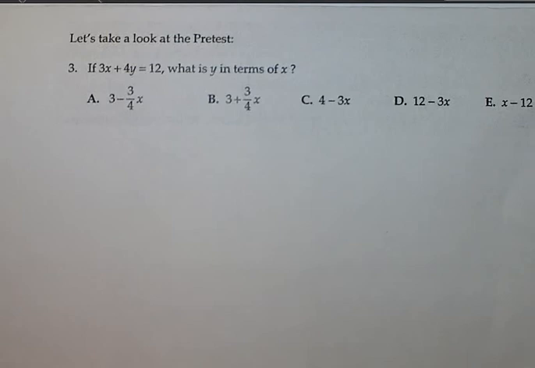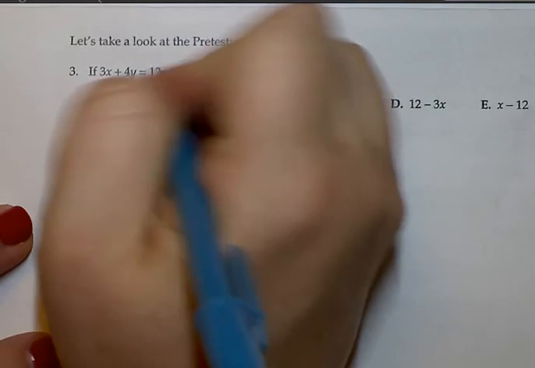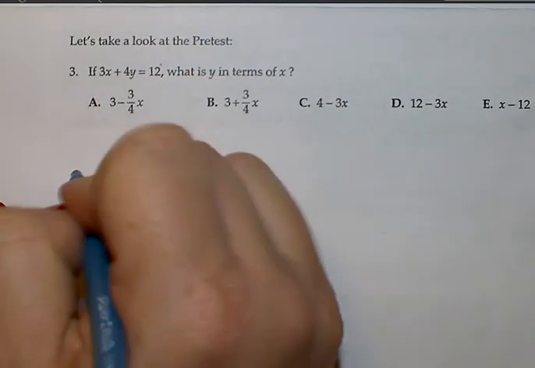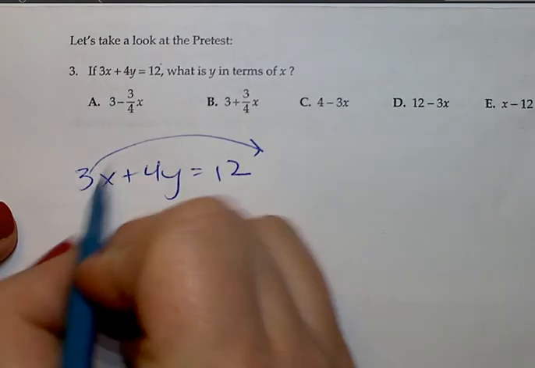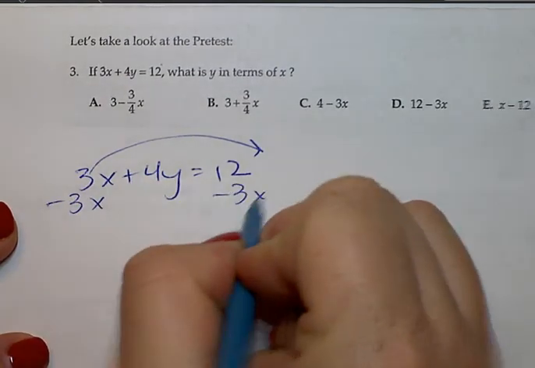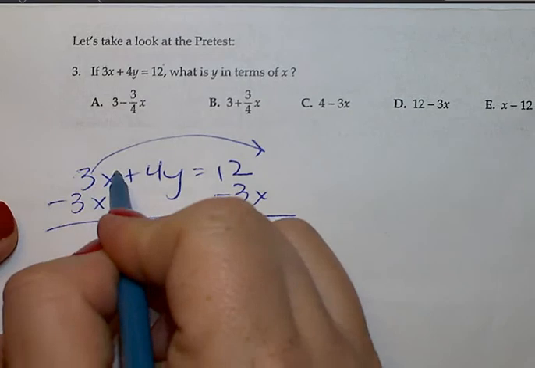12, what is y in terms of x? And what that means is isolate y and see what's on the other side in terms of x. So we are going to move this to the opposite side. To move this to the opposite side, I need to do the additive inverse. Opposite of a positive 3x is a negative 3x.